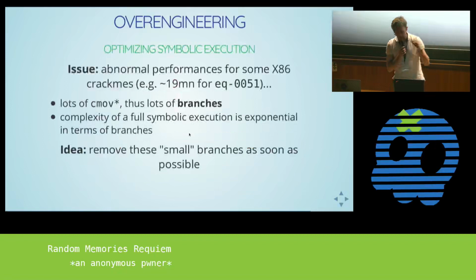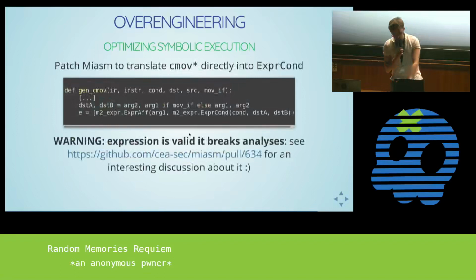The issue is that there's a lot of cmov in these x86 codes. We saw Miasm generate branches for the cmovs, and so we have a really complex graph in the end, and a lot of branches to simulate, and this is what takes a lot of time. So one idea is to remove these small branches as soon as possible, and one way to do it, which is not a good way but it works, is to modify the way Miasm translates the cmov instruction.